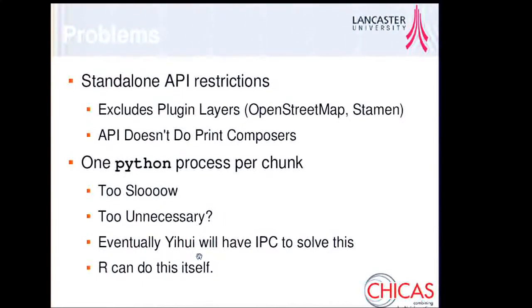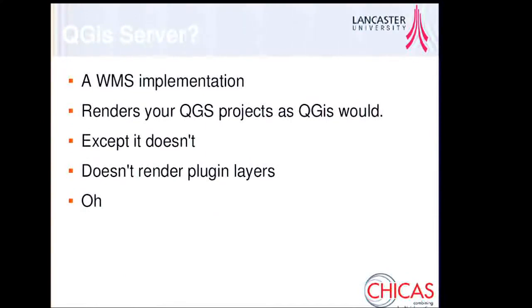I hear the guy who wrote knitr is working on some inter-process communication so that you can start one Python process at the start and have it all talk. And R can kind of do these maps itself, so why are we bothering? I don't know. I had another idea.